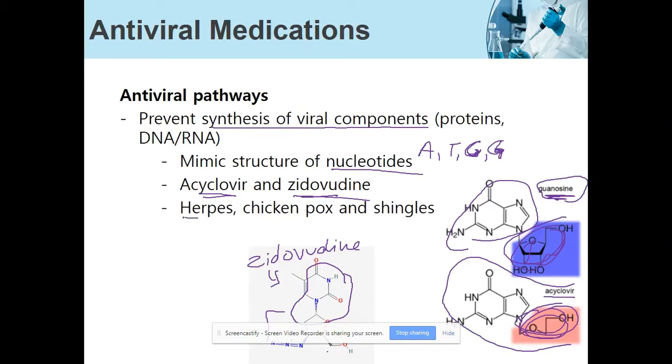Have lots of luck with herpes, chickenpox, and shingles. These are actually the same virus. This is more common in kiddos, and this is more common in the elderly, caused by the same virus, though. And then this guy, zidovudine, we have actually had some luck treating HIV with this guy as well, and we'll talk about that again in a couple more slides.